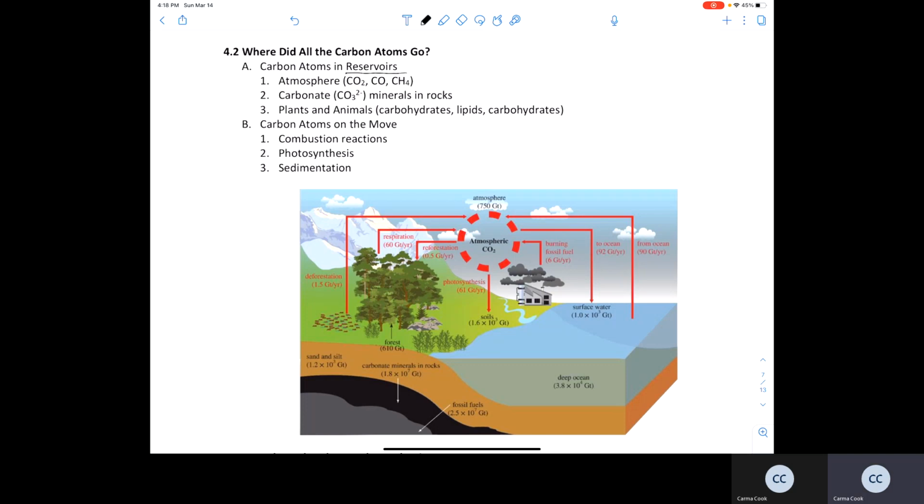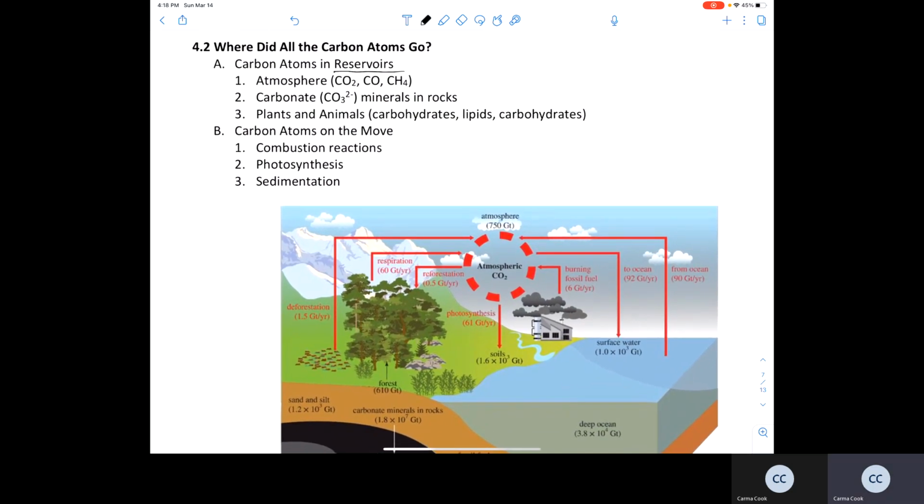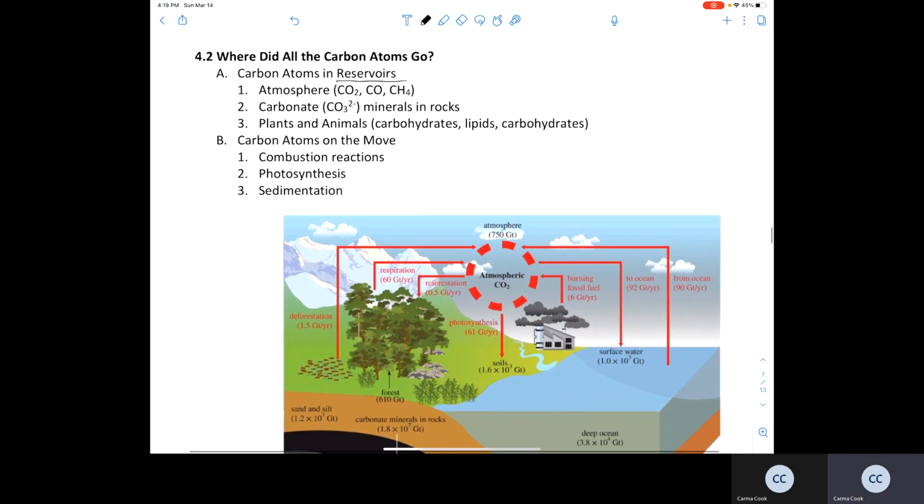So in the atmosphere, you find carbon in various molecules. The most dominant one being carbon dioxide, CO2. Also in the atmosphere, there's carbon monoxide, CO, and methane, CH4. In the Earth's crust, you'll find carbon in the form of carbonate, which is a polyatomic ion with the formula CO3 2-. And you find carbonate in the form of ionic compounds in minerals that are deposited in rocks.